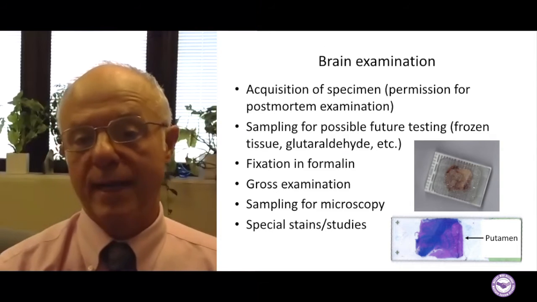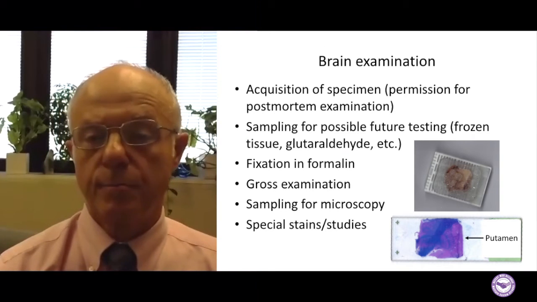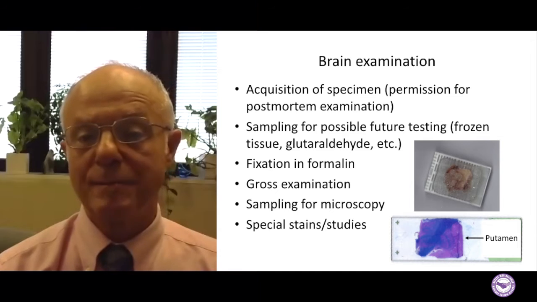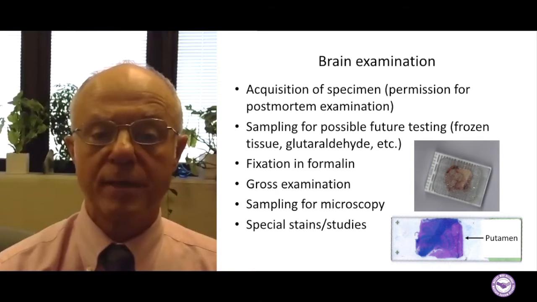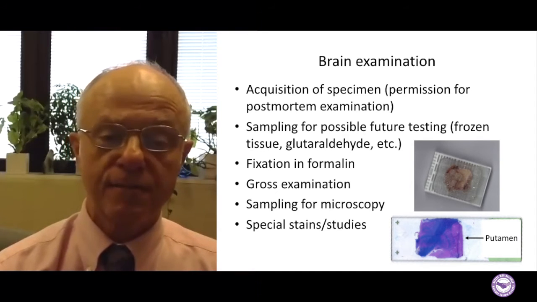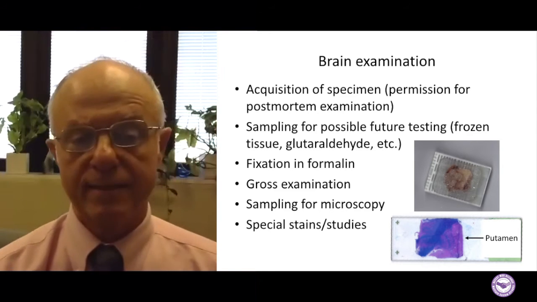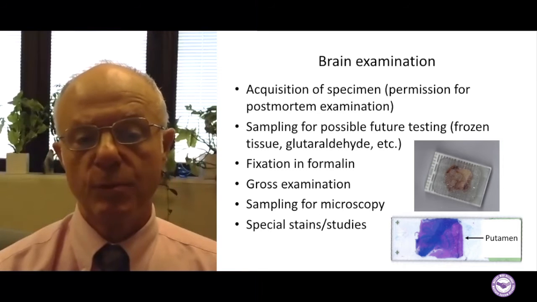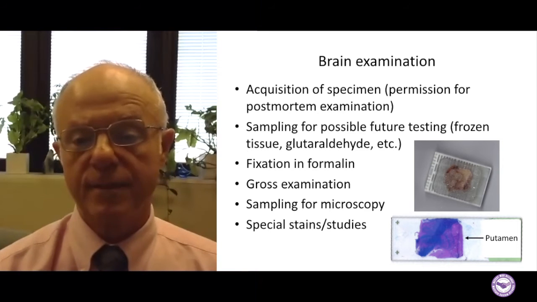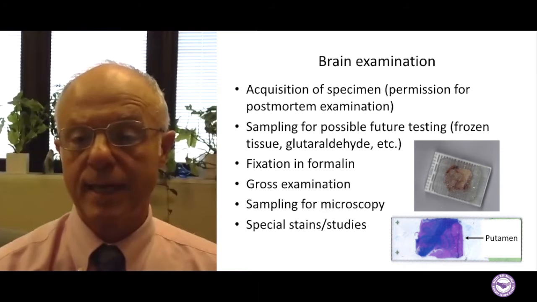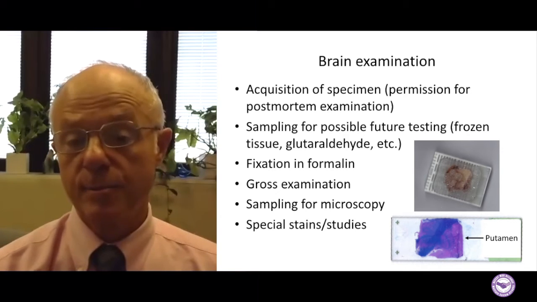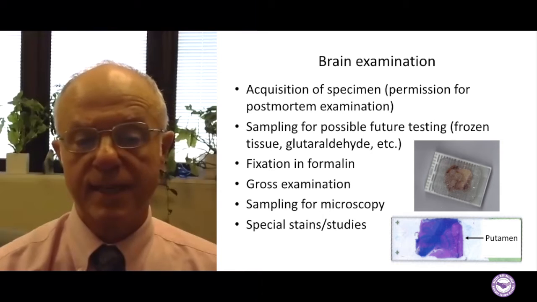In order to look at the brain, obviously we have to perform a postmortem examination. Postmortem examination requires permission of the family, often with request of the family or request of the clinician prior to obtaining the specimen. Once we remove the brain, we may save parts of it frozen or with special processing, such as fixation in a chemical called glutaraldehyde, to preserve the tissue for other types of tests.